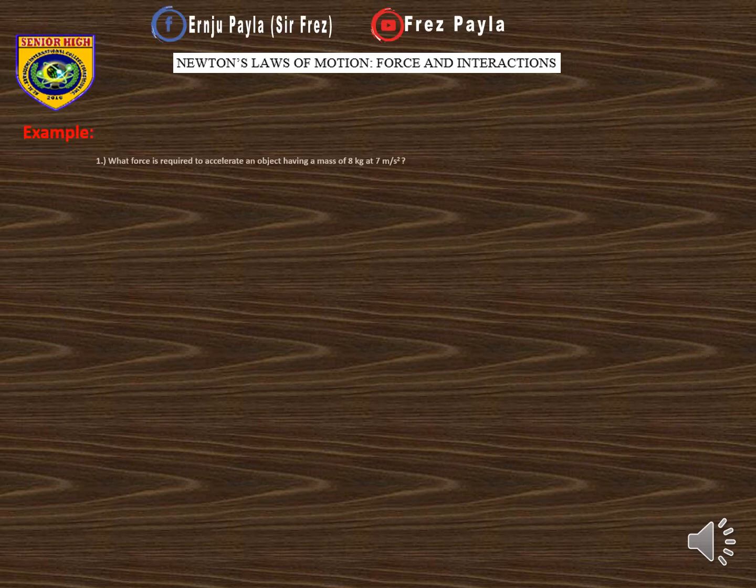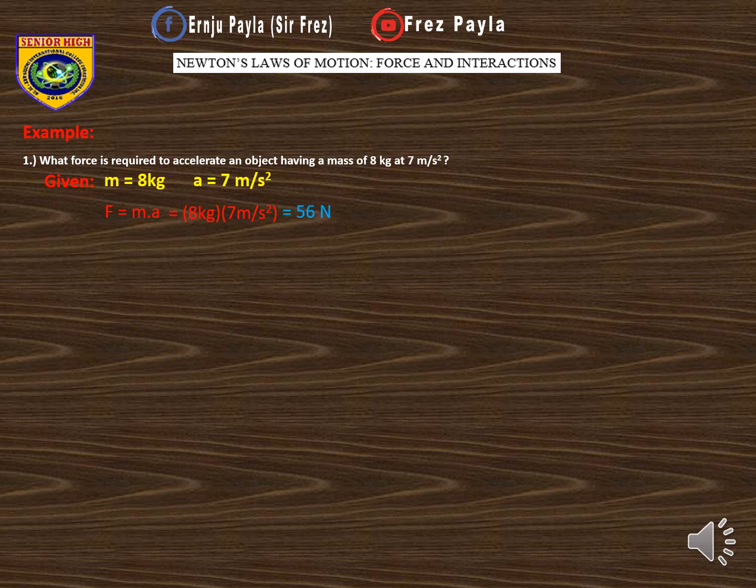So example, what force is required to accelerate an object having a mass of 8 kg at 7 meter per second squared? Given mass is 8 kg, acceleration is 7 meter per second squared. To solve force, F equals m times a. So m is 8 kg, a or acceleration is 7 meter per second squared. So the result is 56 Newton.